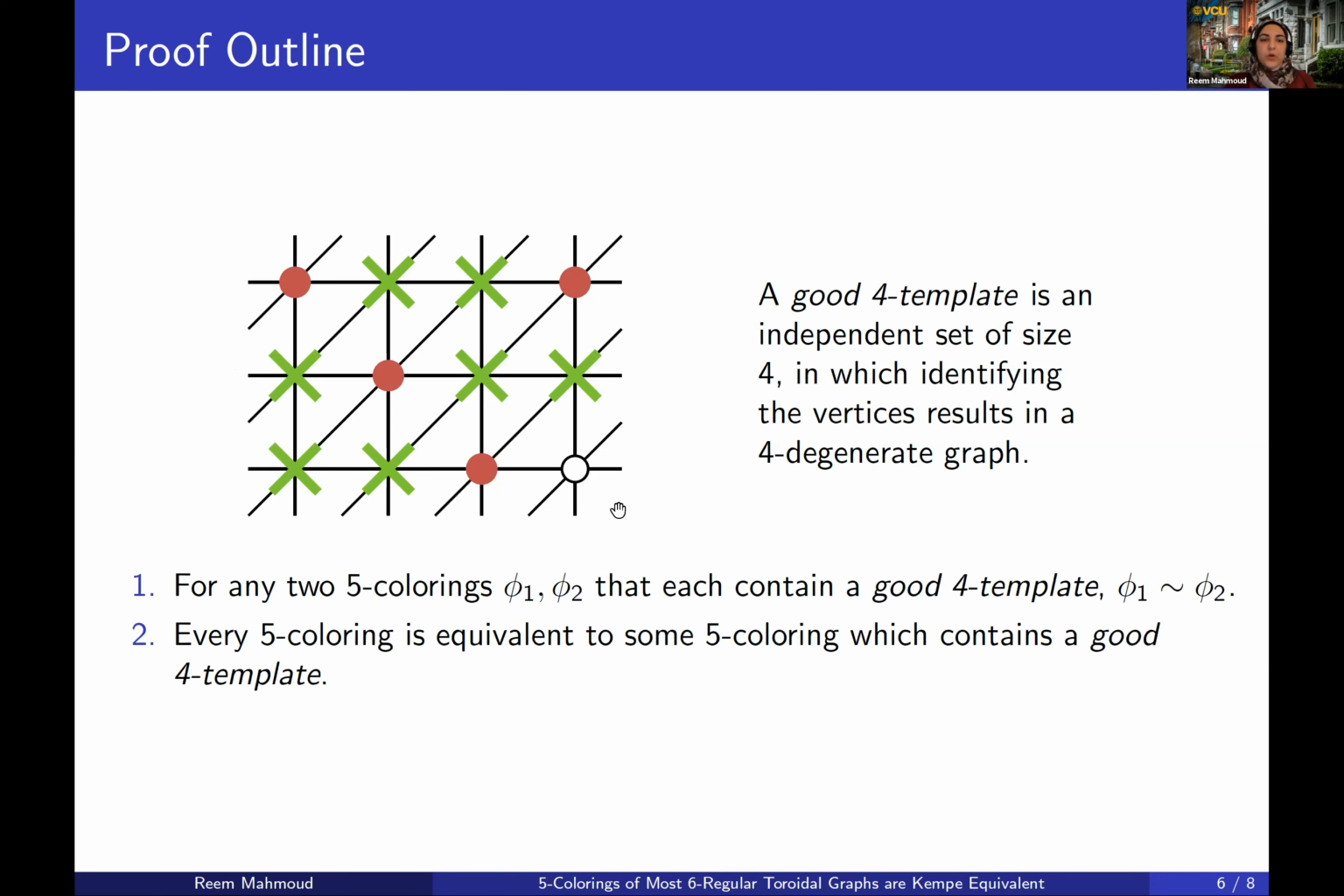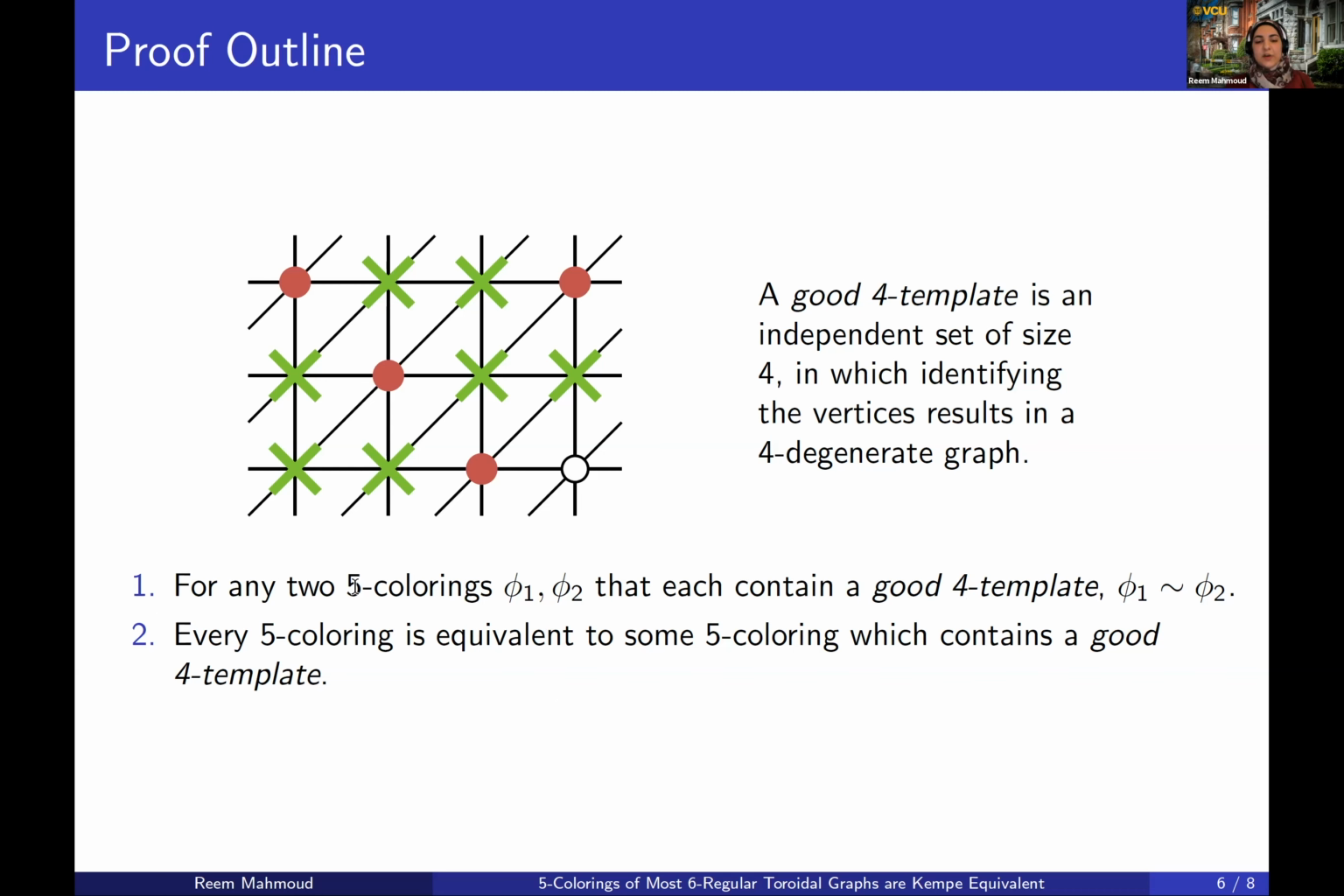So after that, really what our proof boils down to is just proving these two statements. The first one says that for any two 5-colorings, phi 1 and phi 2, that each contain a good 4-template, those two colorings are Kempe equivalent, and the second is that every 5-coloring is equivalent to some 5-coloring which contains a good 4-template.